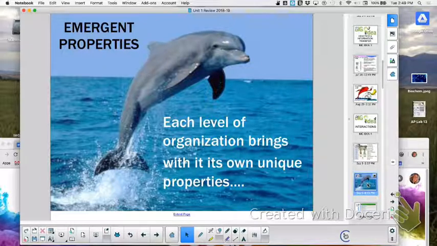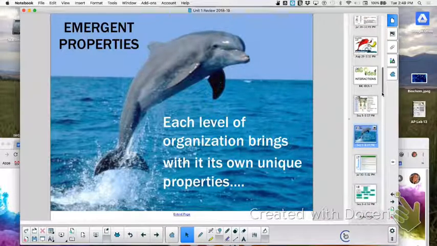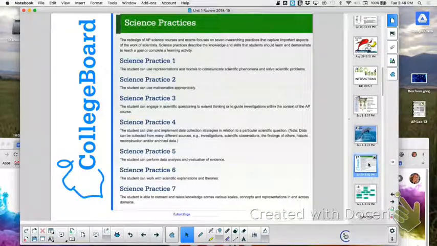Okay. Then we started talking about the science practices that we do. Student can use representations and models to communicate scientific phenomena and solve scientific problems. Have you used any models yet? Yes. Models of a cell membrane, perhaps? What did you use to model cell membrane? Dialysis tubing. Yeah, I used a physical model to model a cell membrane.